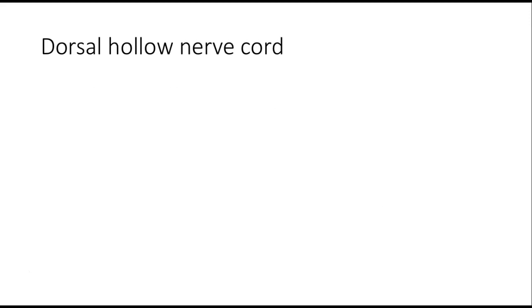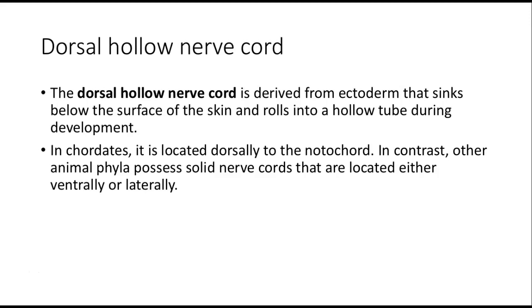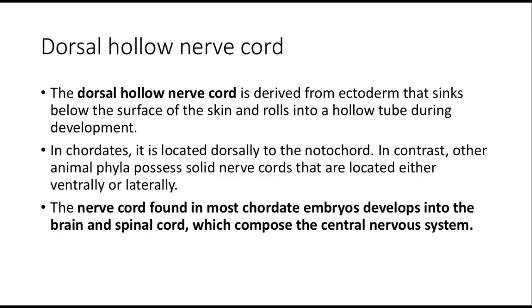Then we have the dorsal hollow nerve cord, and it's derived from the ectoderm that sinks below the surface of the skin and rolls into a hollow tube during development. In chordates, it's located dorsally, by the way, remember it's on the top of the back, to the notochord, and in contrast, other animal phyla possess solid nerve cords that are located either ventrally or laterally. The nerve cord found in most chordate embryos develops into the brain and the spinal cord, which composes the central nervous system, which is basically your central processing.